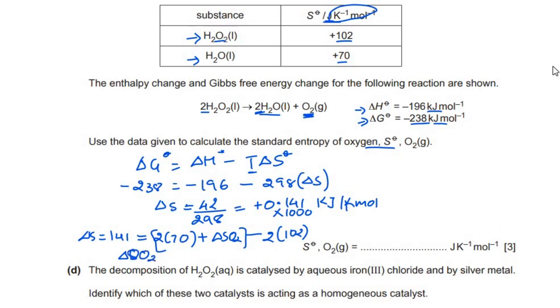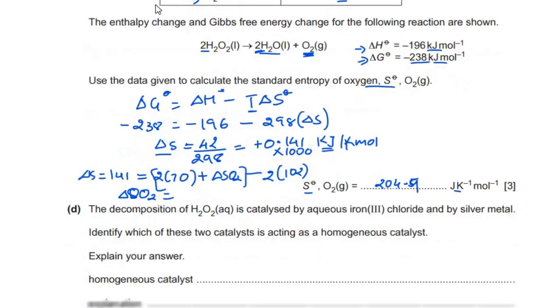Delta S of oxygen is equal to 204.9. So this is how we get the entropy of oxygen in joules per Kelvin per mole. Remember, the entropy we had calculated was in kilojoules, which we converted into joules by multiplying it by 1000, and that's how we get the answer.